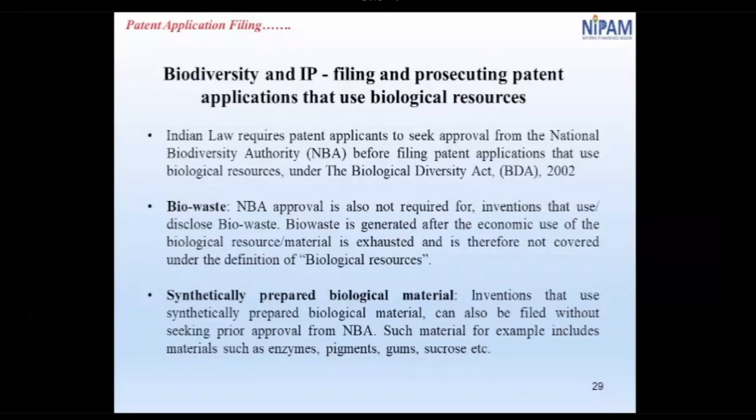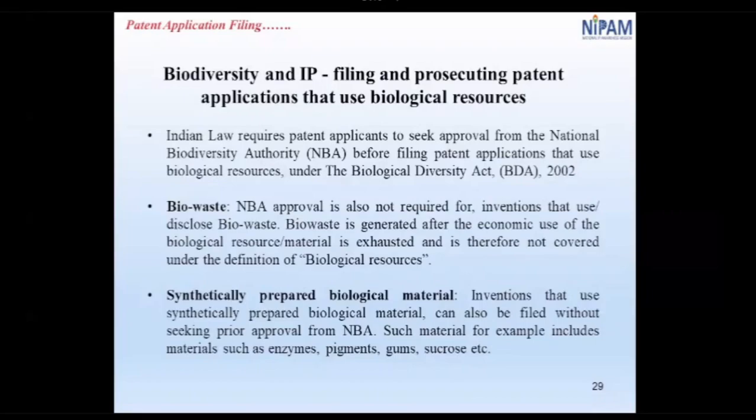So for every biological resource, you need not go to NBA. Suppose you are using some marketed product, like a neem solution, or you have purchased neem water from any market, then you don't need to go for it, because that is already commercially available. Synthetically prepared biological material can also be filed without seeking prior approval from NBA. Such materials, for example, include enzymes, pigments, gums and sucrose. As I just told you, for neem water or any particular enzyme isolated from a bacteria or species that is readily available in the market, you need not go for NBA.